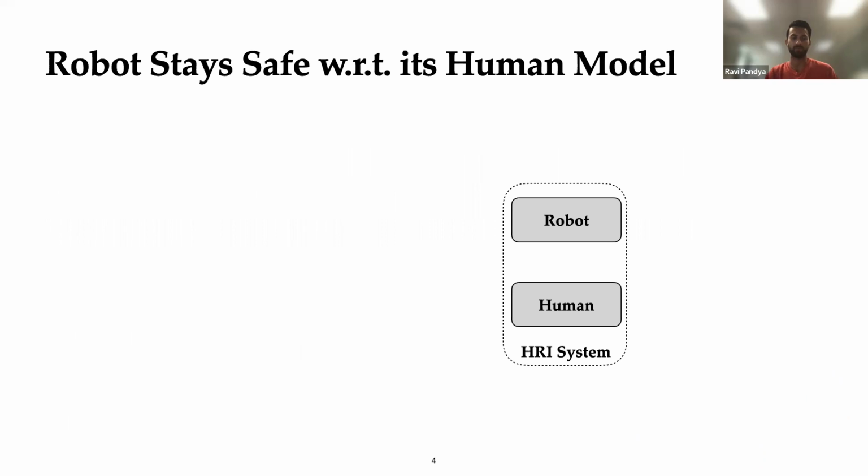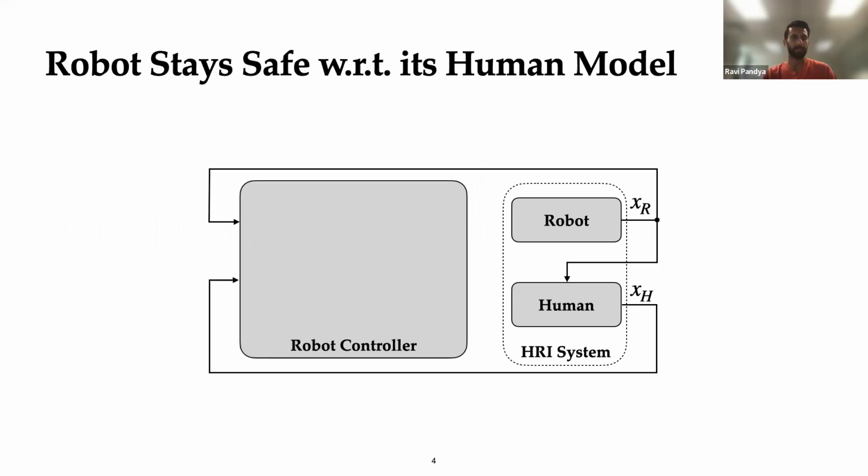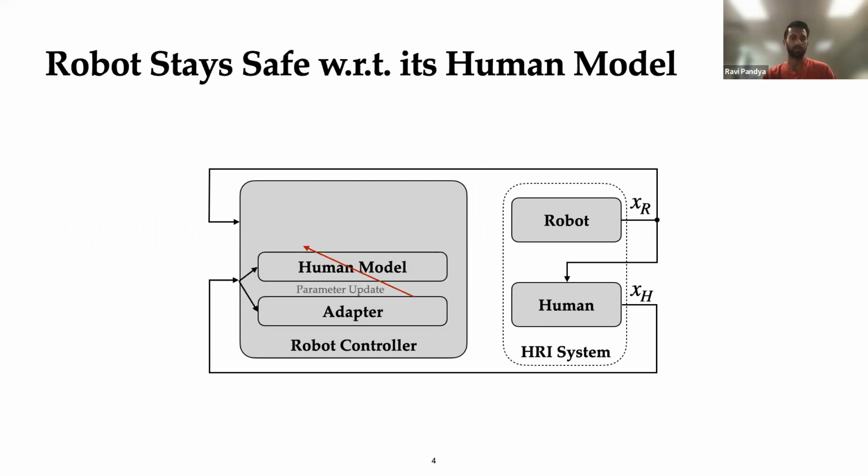In this work, we consider a single human and single robot interacting, where the human and robot can observe each other's state. The robot's controller contains a model of the human that gets updated online with new observations. This model and the robot's state are fed into the robot's control policy, which is used as the reference control for a safety controller that outputs the actual action of the robot.